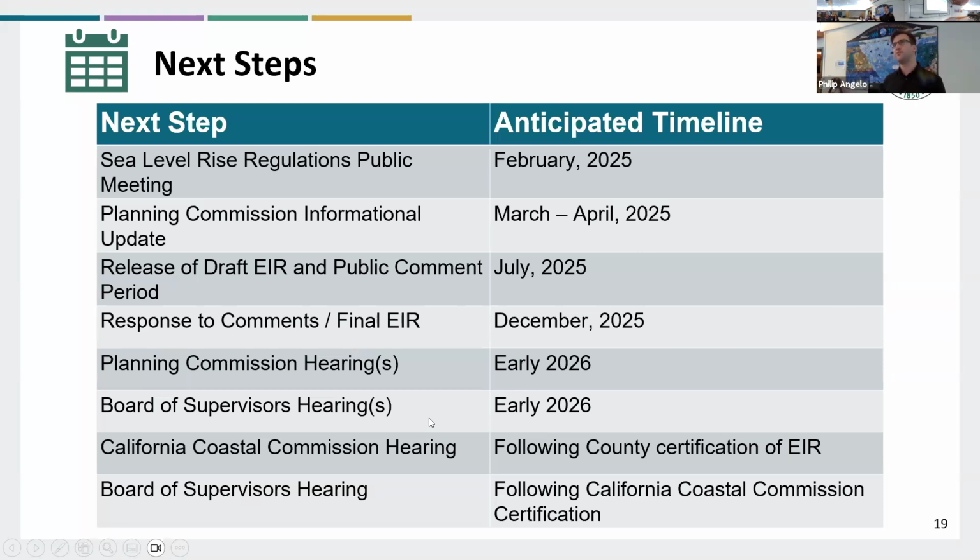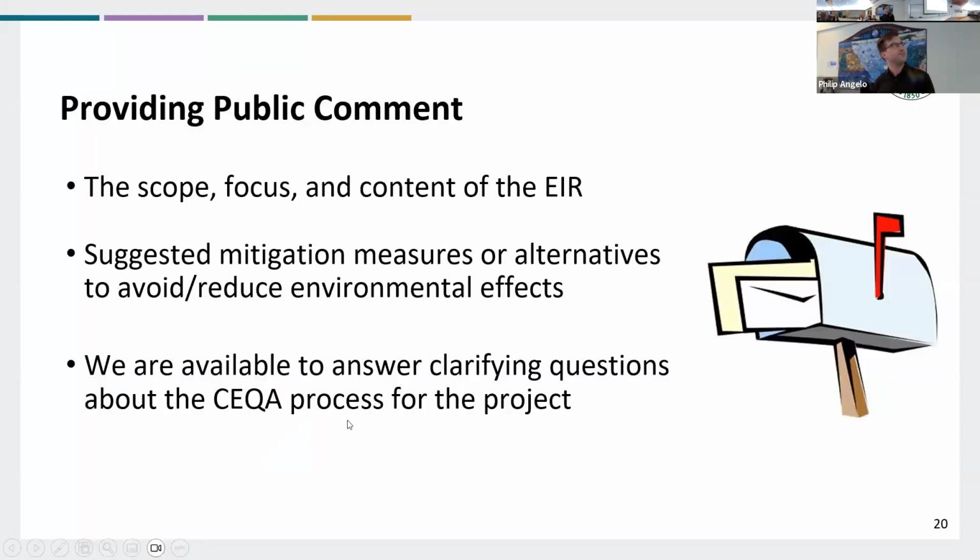In order for the plan to go into effect, it must be certified by the California Coastal Commission. So following these hearings, the county would need to submit to the California Coastal Commission, and they would need to determine that it's consistent with the Coastal Act and certify it in order for it to be implemented. And Katie's gonna help with some of the public comment information.